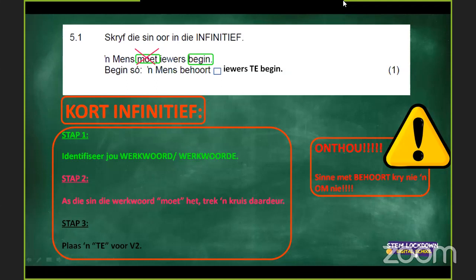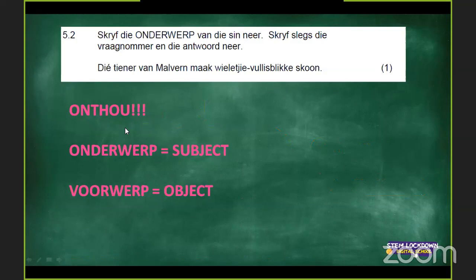Right. Okay, kom ons gaan aan. This is the next one. 5.2 says, skryf die onderwerp van die sin neer, skryf slegs die vraagnommer en die antwoord neer. Now, I've spoken more than once about only writing down the question number and the answer. I'm saying this again today. Do not write down the whole sentence and then underline the answer. Just write down the answer, please.